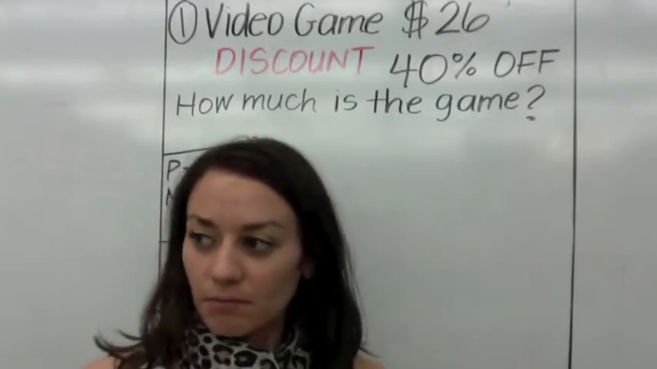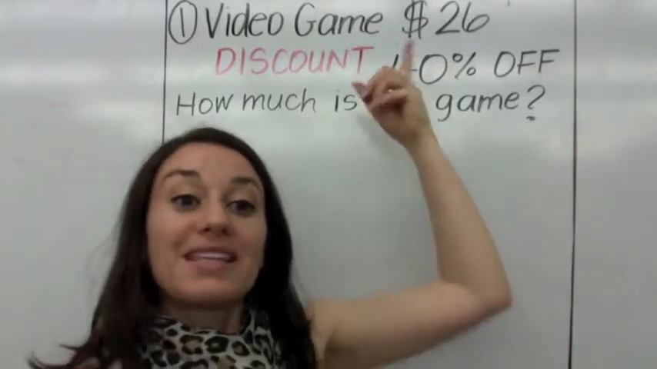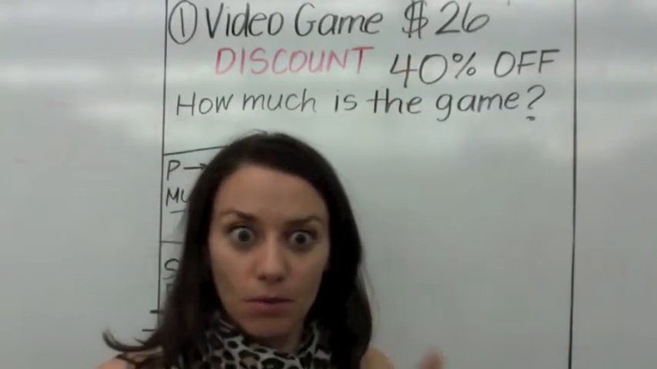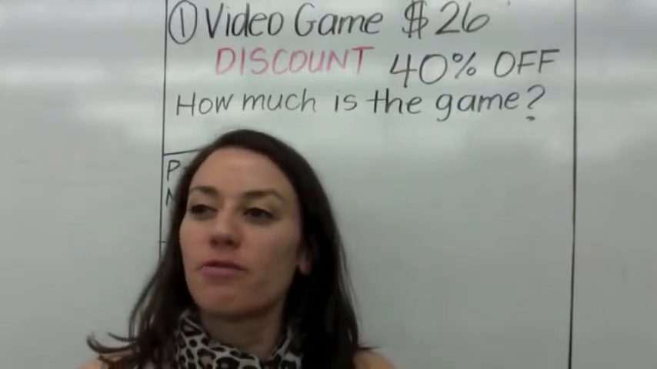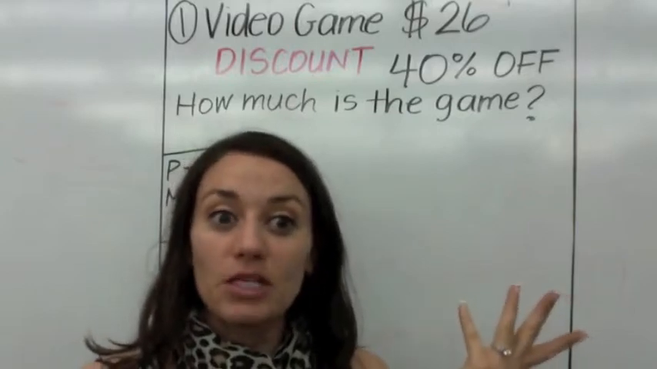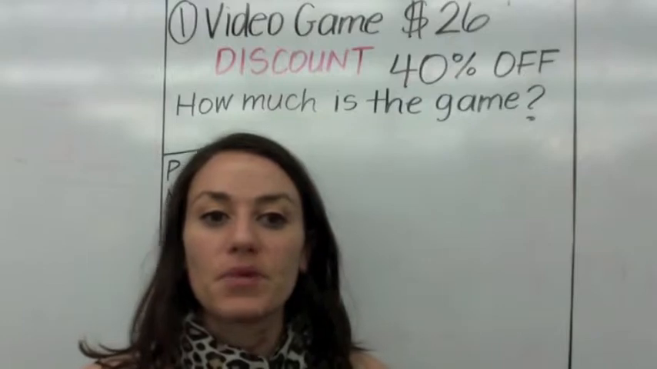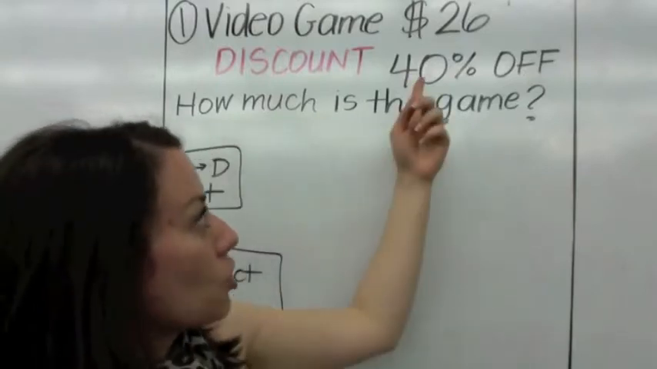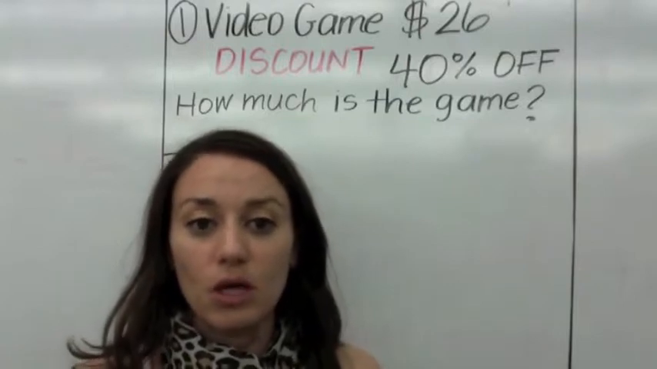Is it? Yeah, okay. So if I say it's half off, what's half of 26? Think about it. Half of 24, or 24 divided by 2, is 12. So 26 divided by 2 is what? It's 13, right? So now this should be a little bit more than $13. Let's see if we're close.